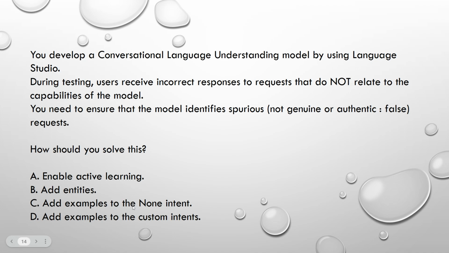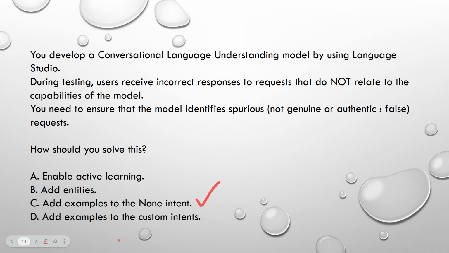Now, add examples to the non-intent and train the model. Will this solve the issue? Yes, it will indeed solve the issue. So if the model is getting a spurious or not related request, it will be able to respond accordingly. So the correct answer is option C.